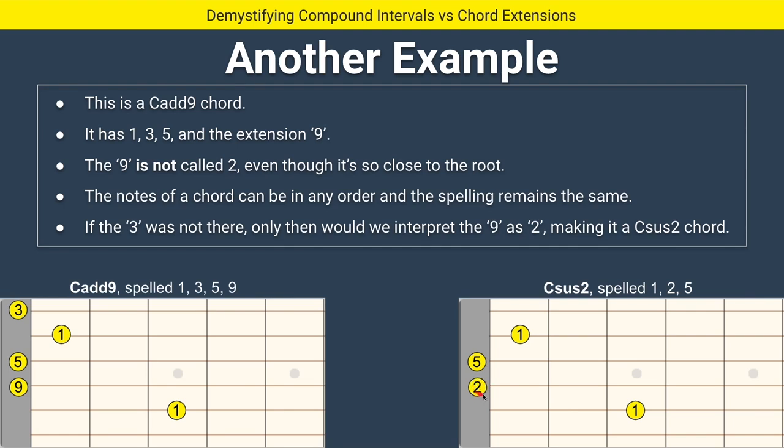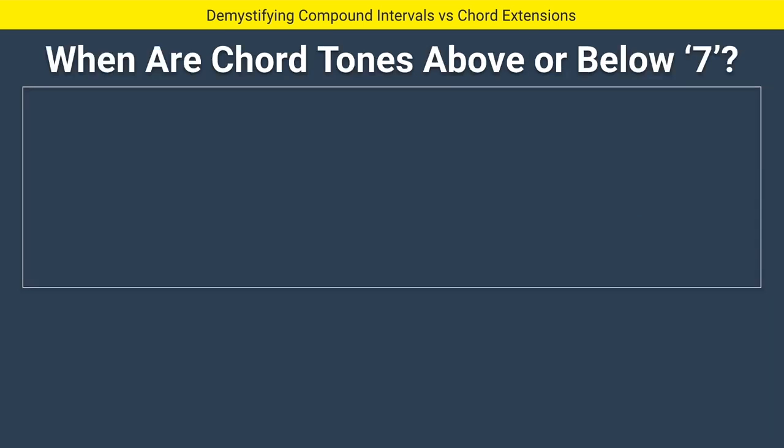But just some exposure. Sometimes 2 can be a chord tone, 4 can be a chord tone, 6 can be a chord tone. There are just rules for when 2 is actually called 9, when 4 is actually called 11, and when 6 is actually called 13. So there are some spelling rules for that, and we're going to learn all about it.